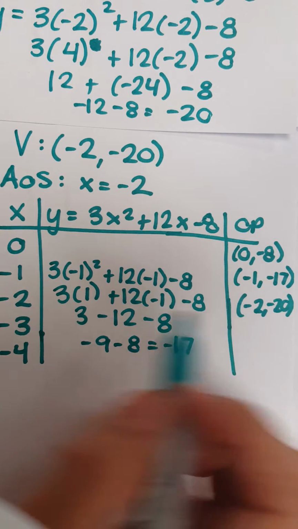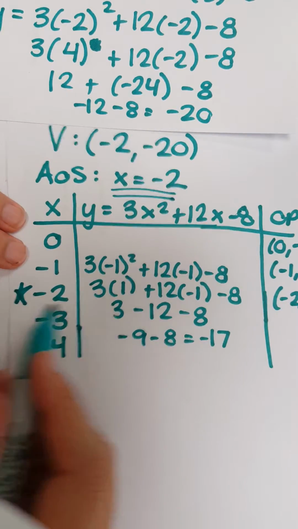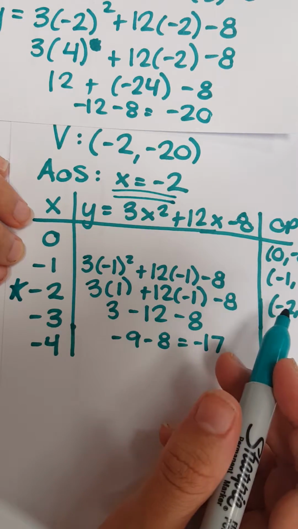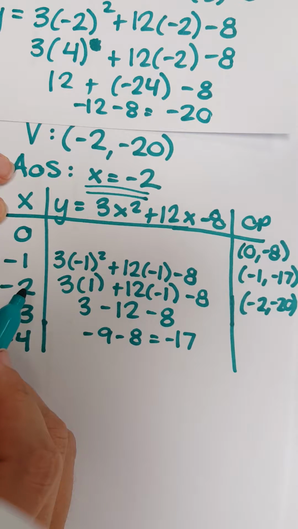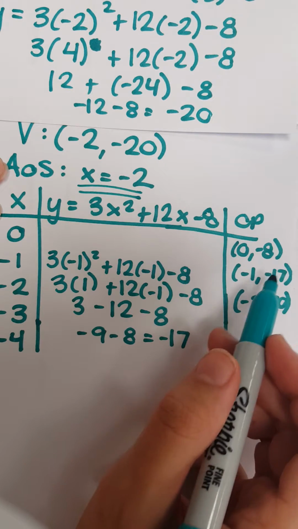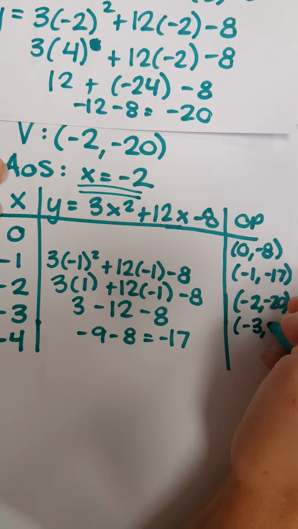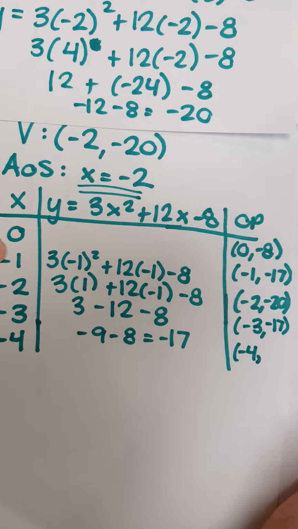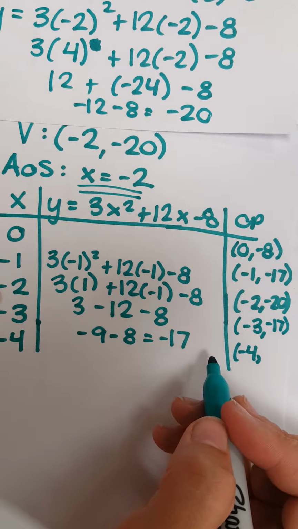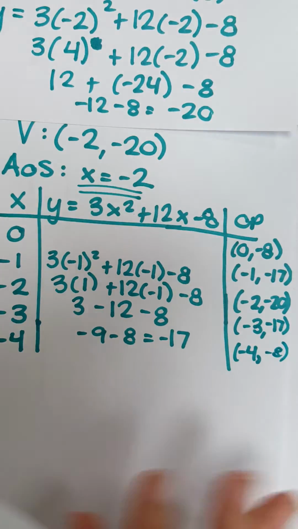Now, what do we know about the axis of symmetry? It's x equals -2, right? So -2 is our middle point. Now we're just going to start repeating. If -2 is the middle point, and -1 is right above it, and -3 is right below it by 1, if -1 is -17, what is -3? -17. What would -4 be? Well, that would be paired with the one that's 2 above it, so it would be -8.